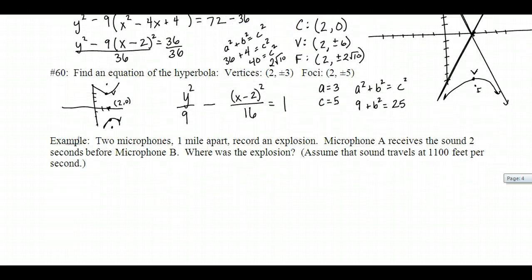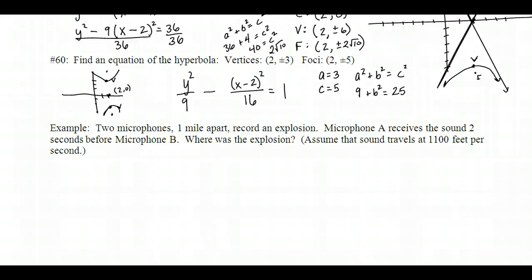All right, last example for this one. We have 2 microphones. They're 1 mile apart, and they record an explosion. Microphone A receives the sound 2 seconds before microphone B. Where was the explosion? And we also are going to assume that sound travels at 1,100 feet per second. One other little hint that I'm going to give you here is that your answer is going to be an equation.